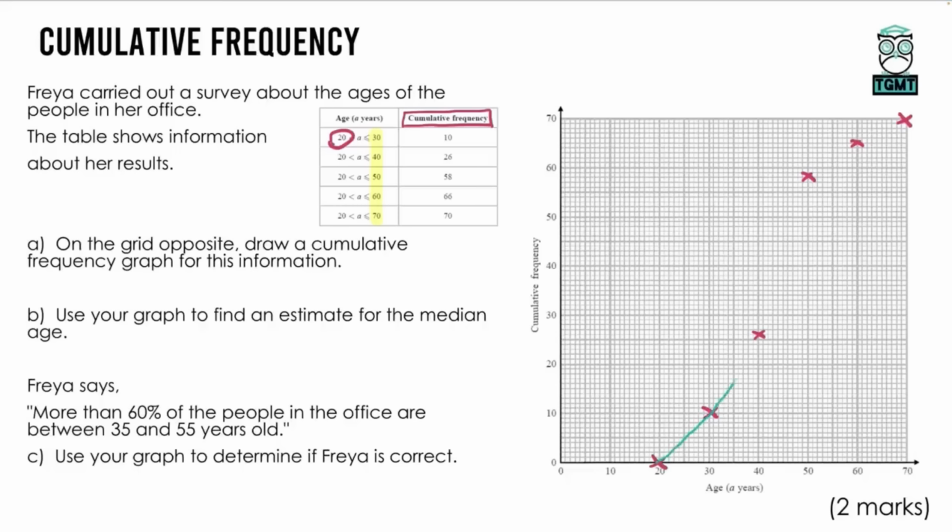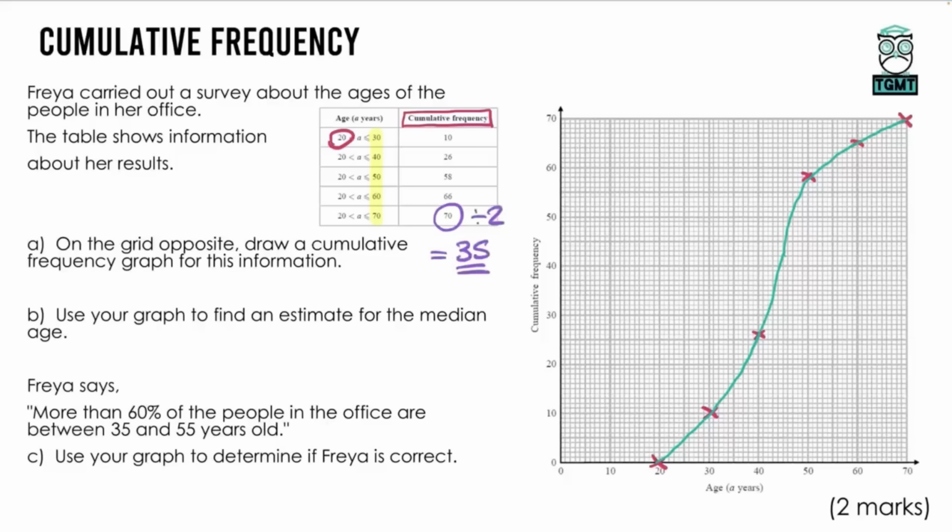Now a cumulative frequency graph, we do join up with a nice smooth curve. So we want to freehand sketch this one in, drawing it nice and smooth, and there we go, that is our cumulative frequency graph. Now it says here to use the graph to find an estimate for the median. So the median, we want to look at how many people there are in total, and there were 70. So if we divide that by 2, we know the median is going to be at 35.